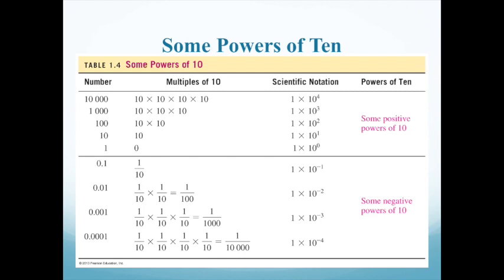This is a table showing examples of powers of 10, both greater than and less than 1. So 1 is 10 to the 0 power. 10 is 10 to the first power, and so on. 1/10 is 10 to the minus 1 power. And 0.01 is 10 to the minus 2 power. So this is going to be important when we start talking about scientific notation representing small quantities. These negative powers of 10 represent fractions of 1.